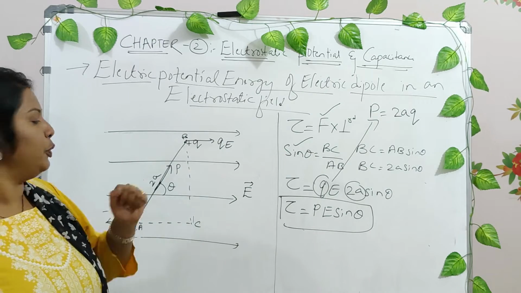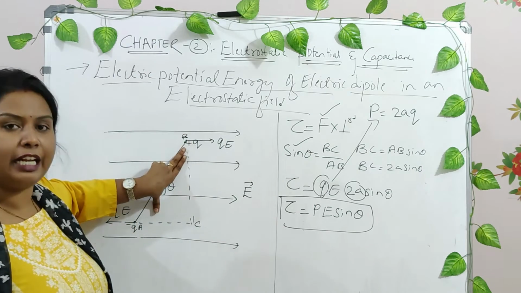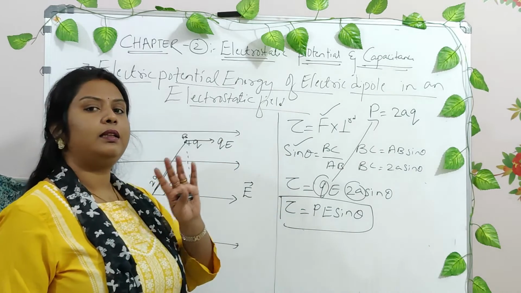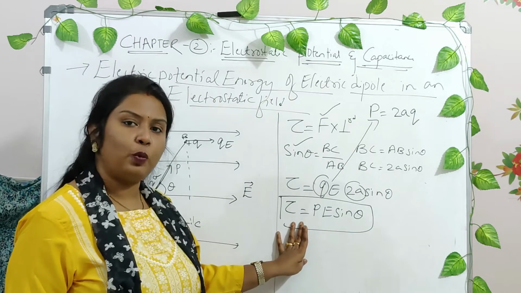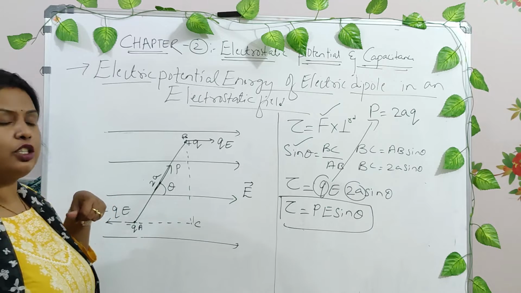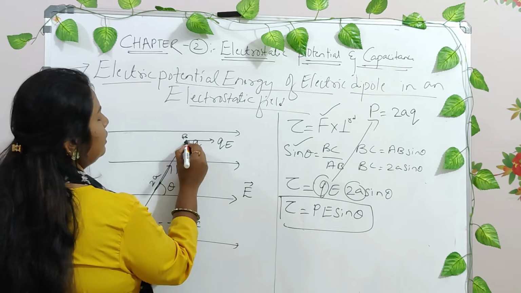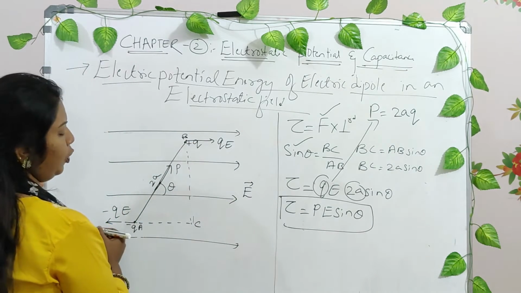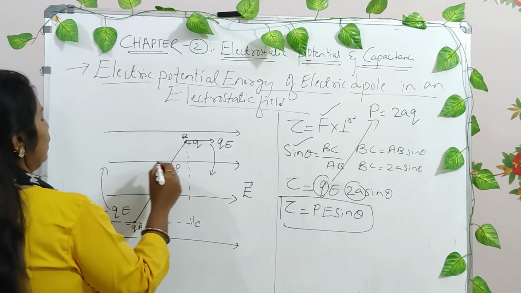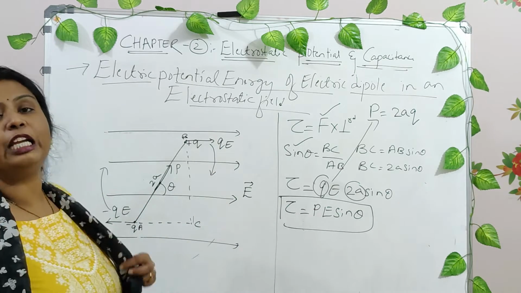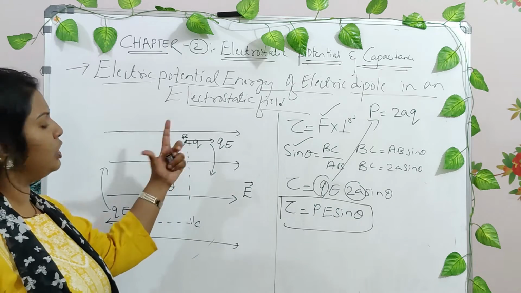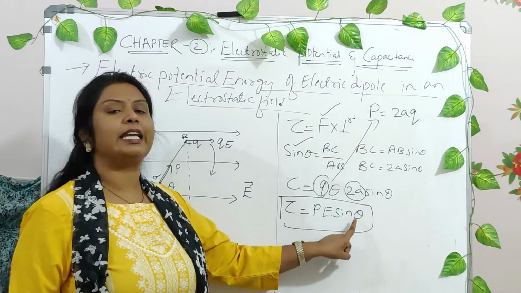If you want to hold this dipole in this particular direction, do not get confused, listen carefully. This is the torque value with which this dipole starts rotating. In which direction does it rotate? The force is here and the force is in the opposite direction, so it starts rotating in this direction. It is moving in the clockwise direction. With what value of torque is this dipole moving? It is moving with pE sin theta.